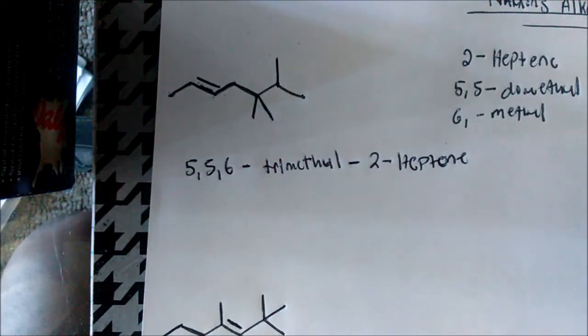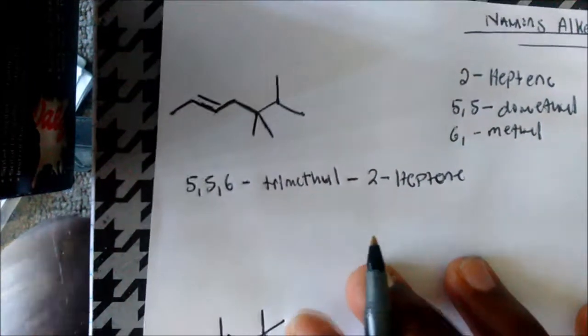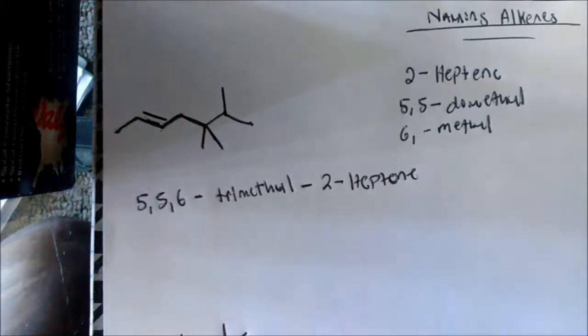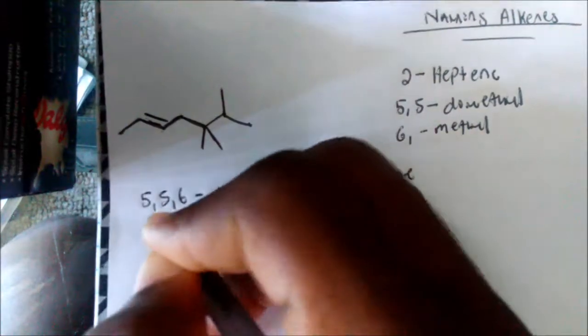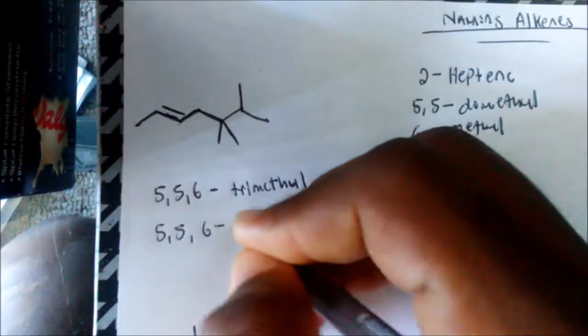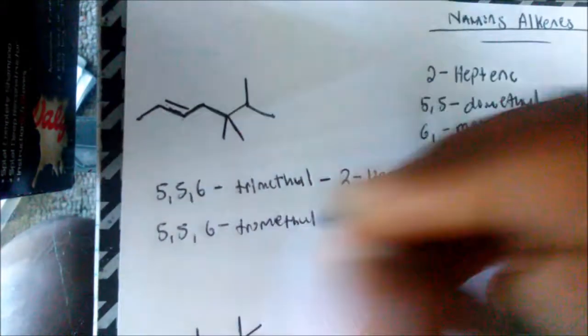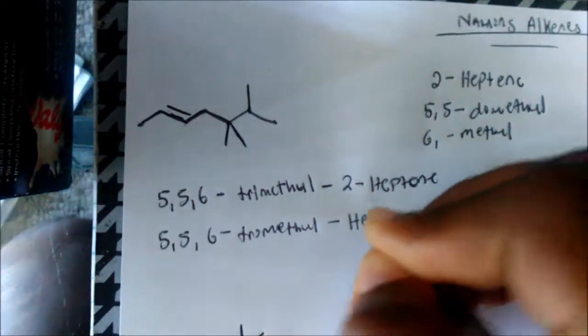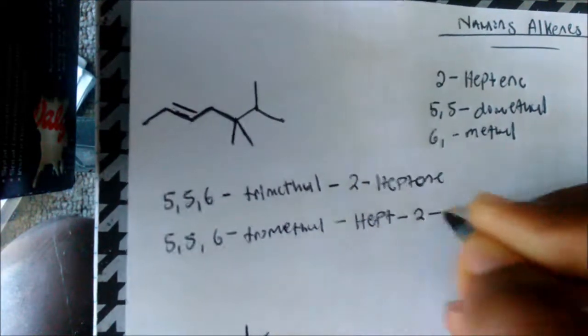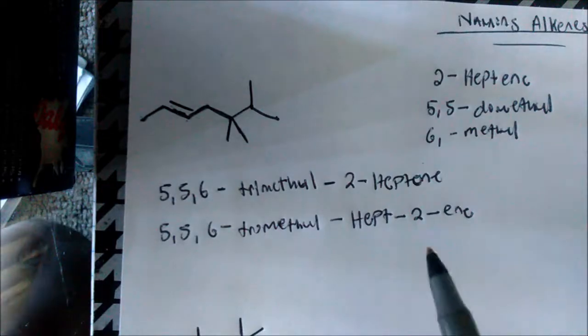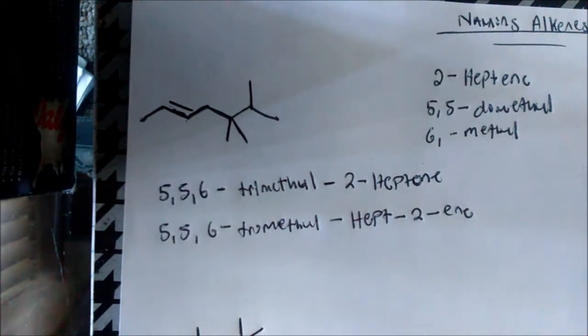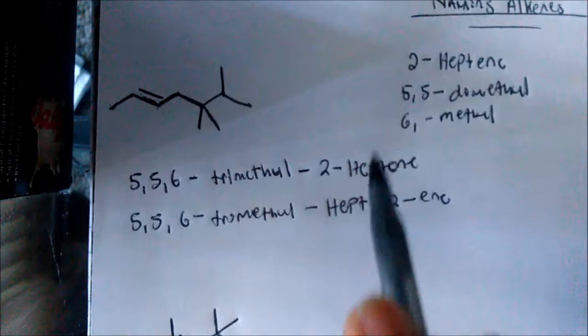All right, and this is the older way of naming this molecule. You could also name it by the new IUPAC name, and this is how they do it. It'll be 5,5,6-trimethyl-hept-2-ene, right? So you want to list the number between the T and the ENE, right before the ENE, right? So hexene would be hex-2-ene, right before that ENE. All right, so this would be the new way, this would be the old way.